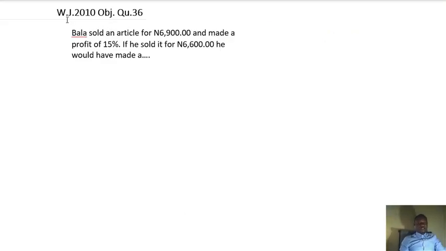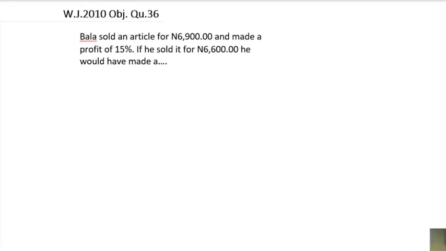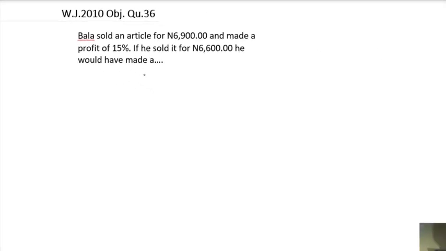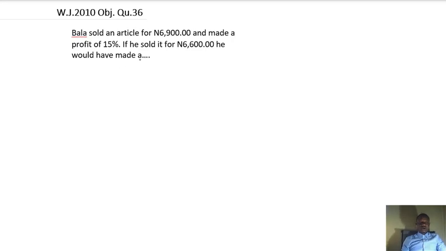Welcome student, we are still on percentage. Today we are going to do WASSCE June 2010 objective question number 36. Bala sold an article for 6,900 naira and made a profit of 15%. If he sold it for 6,600 naira, he would have made... we don't know whether he's going to make a profit or loss, so depending on what we solve, we will see whether he will make a profit or loss. Okay, solution.